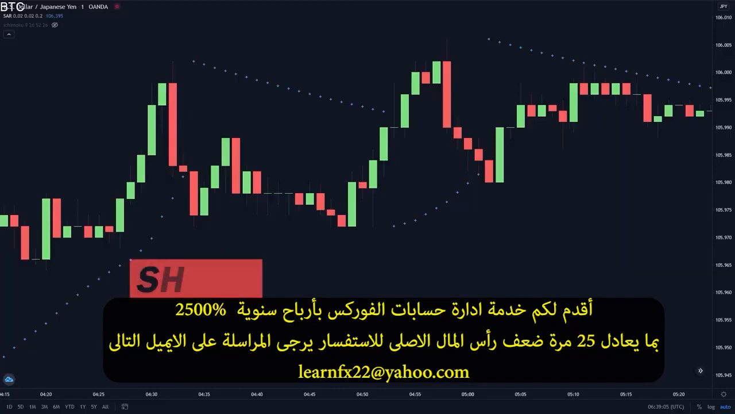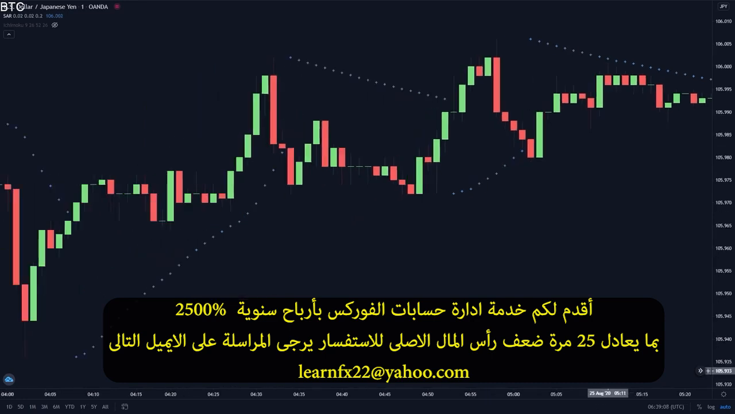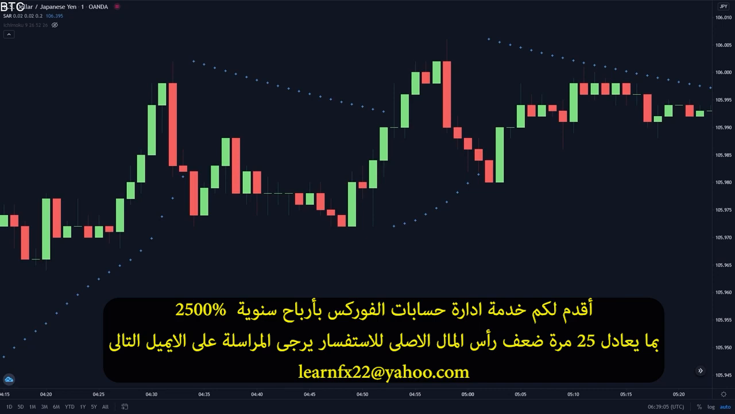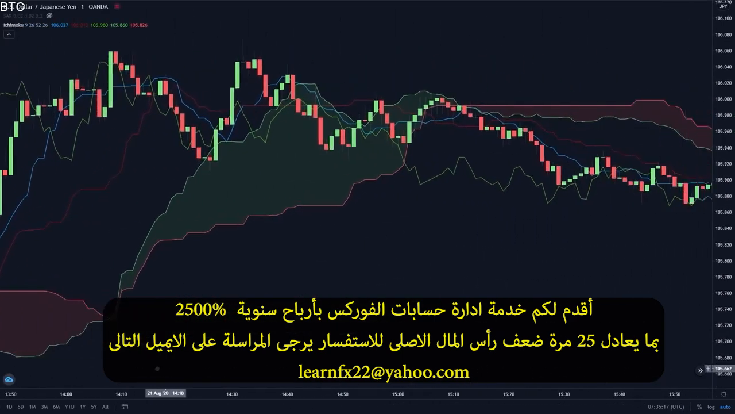Let's say you enter a short position here because you thought the market is on a downtrend. But if you zoom out and look at the bigger picture, you can see that the market is actually on an uptrend. So if you took a short position here, that means you are actually going against the trend, which is not a good idea. That is why it is better to combine the parabolic SAR with another indicator, such as the Ichimoku cloud.